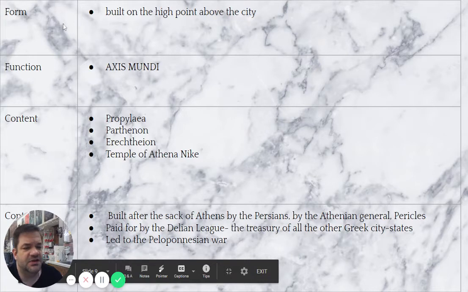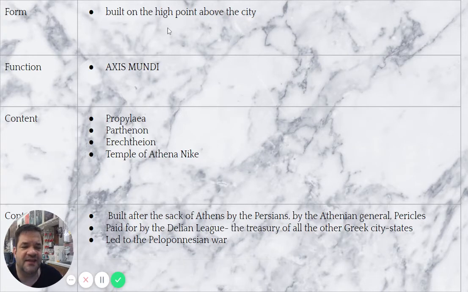All right. So the Acropolis is built at the high point of the city. It's built on this plateau, this mesa, this outcropping of rock within the city. So it's literally the highest point in the city, and its function is the Axis Mundi. It functions as the sacred sites for the Athenians. Okay. There's the Propylaia, which again is that temple gate.